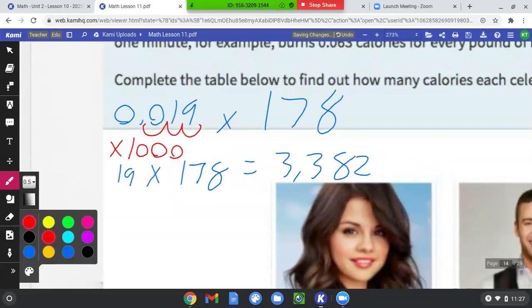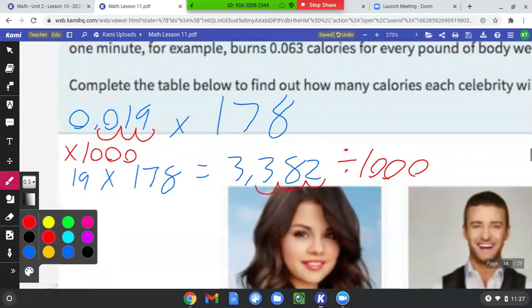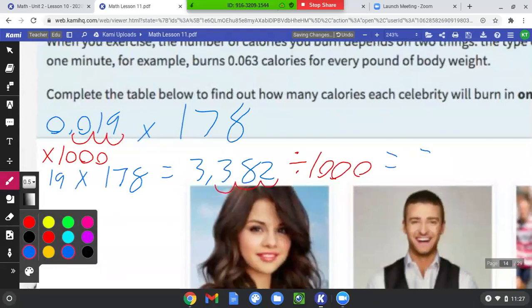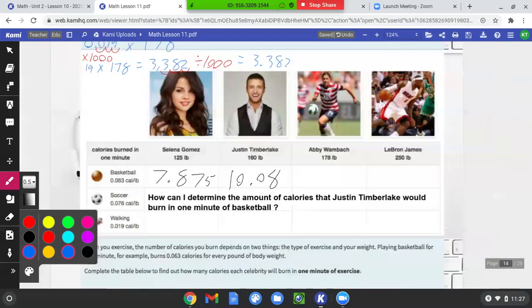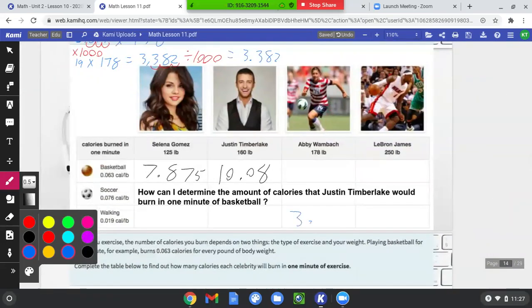We need to scale down to the original place value. So we are going to divide by 1,000. 1, 2, 3. And Abby Wambach burned 3 calories, 382 thousandths of a calorie for walking 1 minute. That was for 1 minute of walking. Abby Wambach burned 3 and 382 thousandths of a calorie while walking for 1 minute.